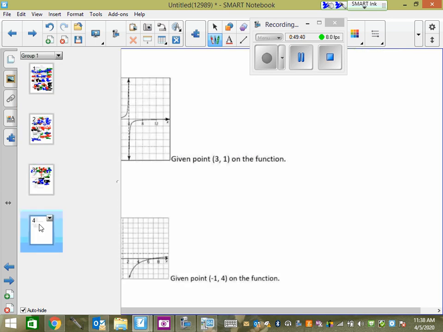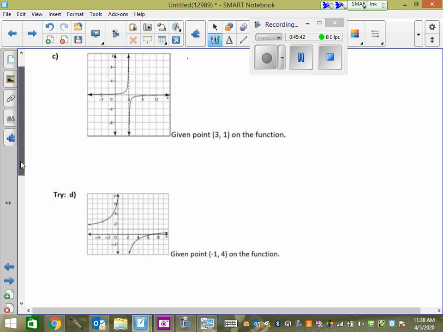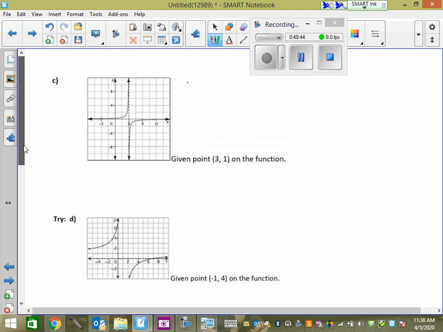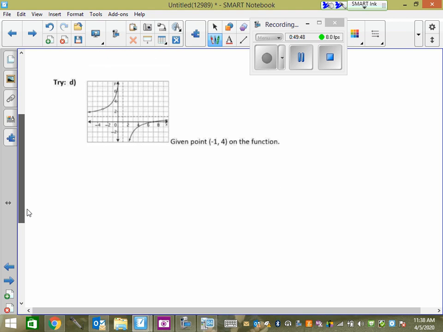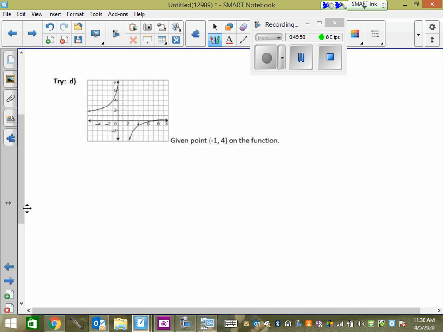Flipping over. So, we're going to go to D. This is taking a while longer, so we're going to skip C, okay? We're going to go to D.